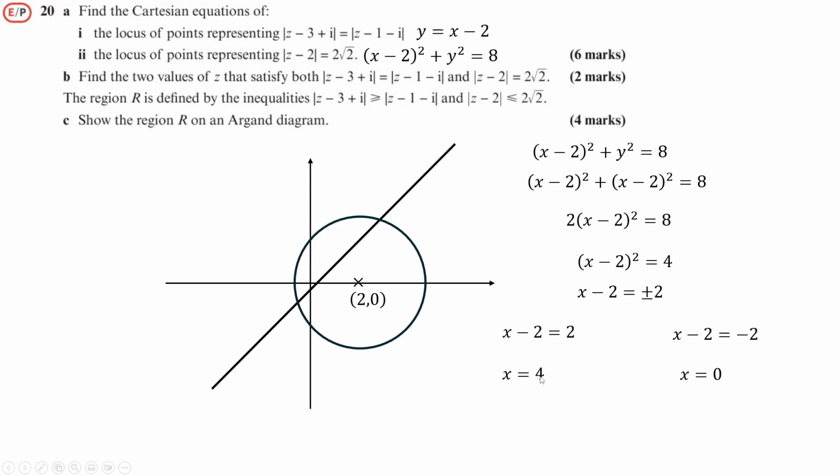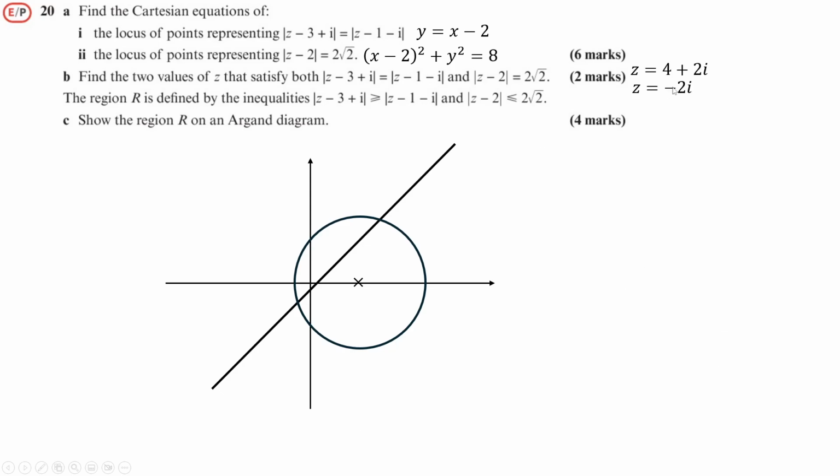And so if you plug them back into any equation here, probably this one because it's the easiest one, you'll get y equals 2 and y equals -2, and that's these 2 points here. But careful, it says find the two values of z, so you want a complex number. So this complex number is going to be 4 plus 2i, and this is going to be 0 minus 2i, or just minus 2i. Okay, that's done. Now the region R is defined by the inequalities this and this.